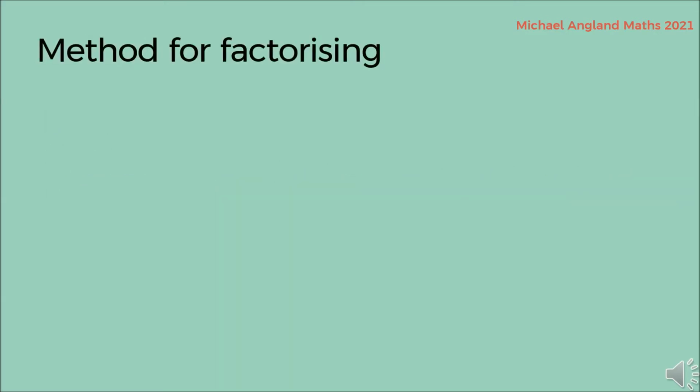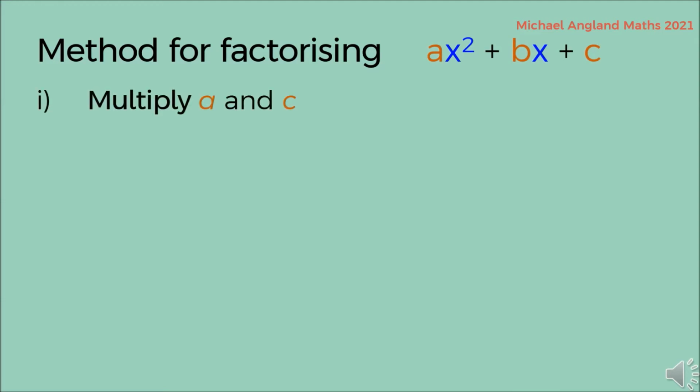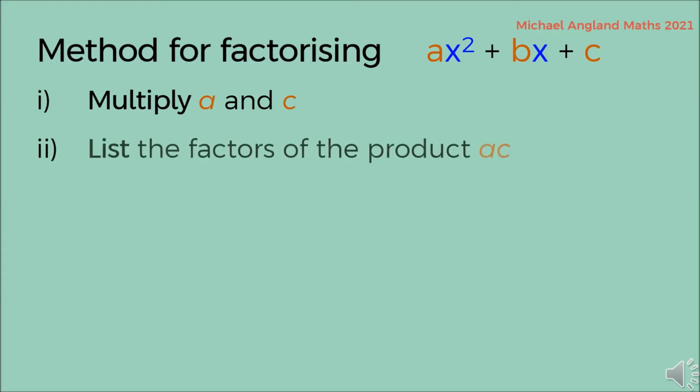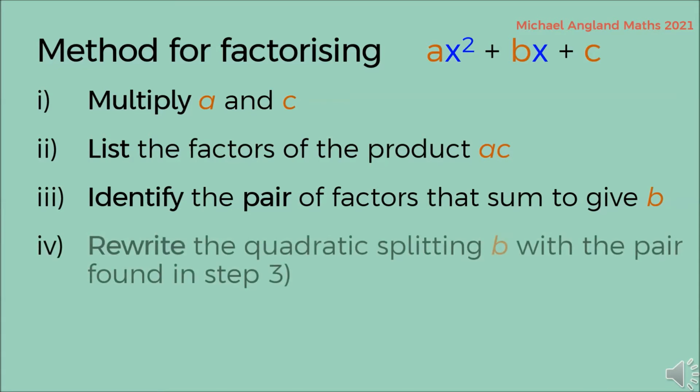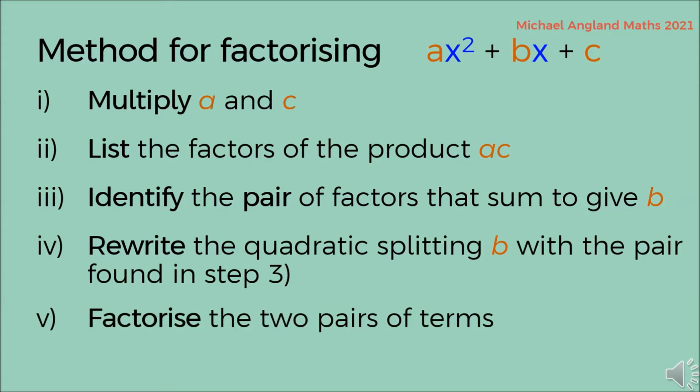Method for factorizing ax squared plus bx plus c. 1. Multiply a and c. 2. List the factors of the product ac. 3. Identify the pair of factors that sum to give b. 4. Rewrite the quadratic, splitting b with the pair that we've found in step 3. 5. Factorize the two pairs of terms.